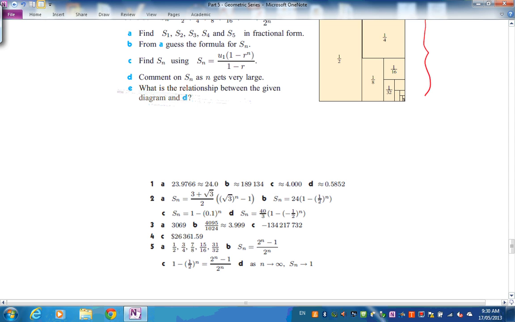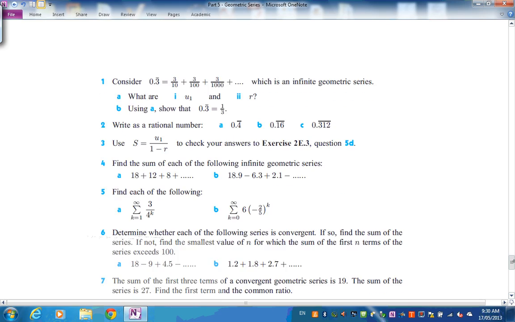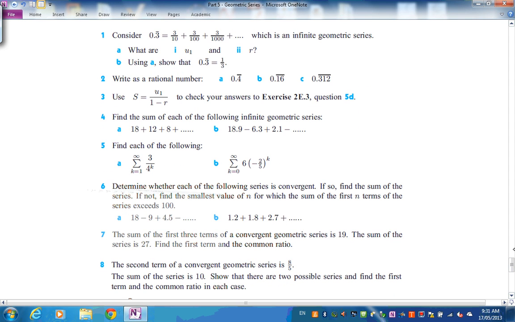I've got some more for you. Come down. Here's a few more. There's infinite series, and that's a rational number problem again. Same idea as with Pearson's, and some more here. You might not do all those. We've had some of those.